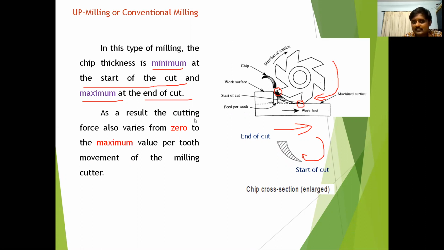So as a result, the cutting force varies from 0 to a maximum value per tooth movement of the milling cutter. If you move from this point to this one, the cutting force gradually increases from 0. There is no need to apply cutting force while the cutter is moving freely, but when the cutter touches the work surface, we apply some cutting force. Here the cutting force is very small. It gradually increases from this point to this one, as the chip thickness increases from the start of the cut to the end of the cut.